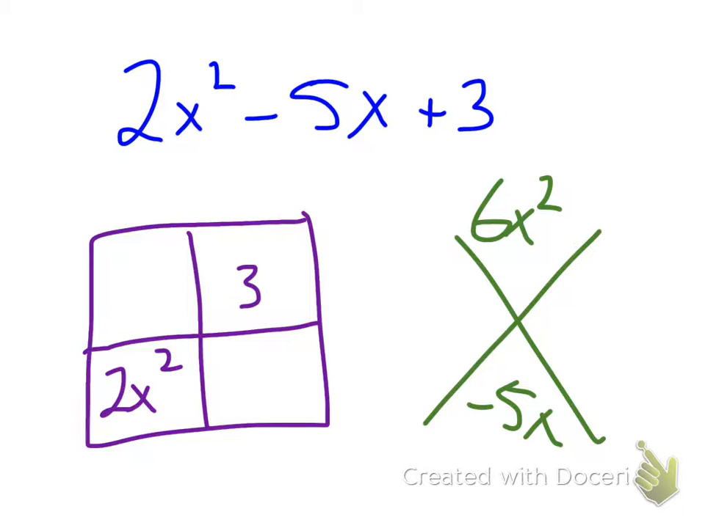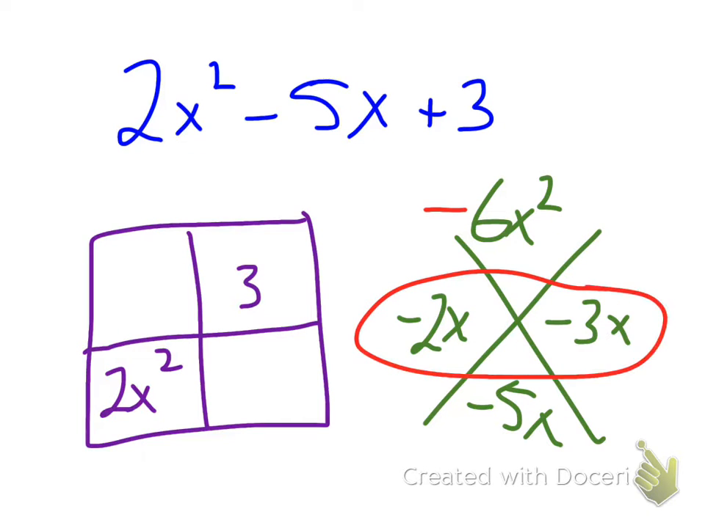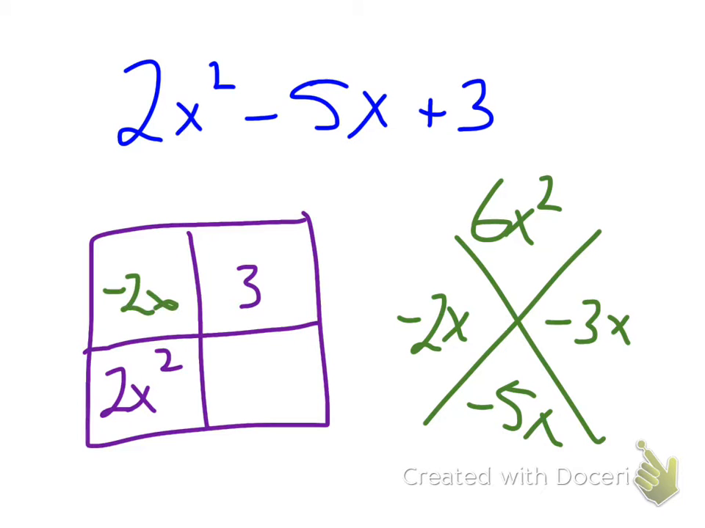Now, the signs of this one are very important. The top is positive, the bottom is negative. That means that both the sides have to be negative. That's going to be a negative 2x and a negative 3x. Again, that's very important because if the top was negative as well, these sides would change to different numbers. So now I stick that negative 2x and negative 3x in here.